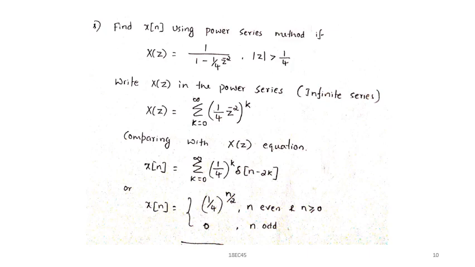The power series expansion method also involves the long division method. The important thing is that I am expressing x of z in terms of positive powers and negative powers of z based on the ROC, either a greater than condition or a less than condition. If it is a greater than condition, I'll get negative powers of z. If it is a less than condition on the ROC, I'll get positive powers of z. That is right sided sequence and left sided sequence. So this is about inverse Z transform. One more method to obtain the inverse Z transform.